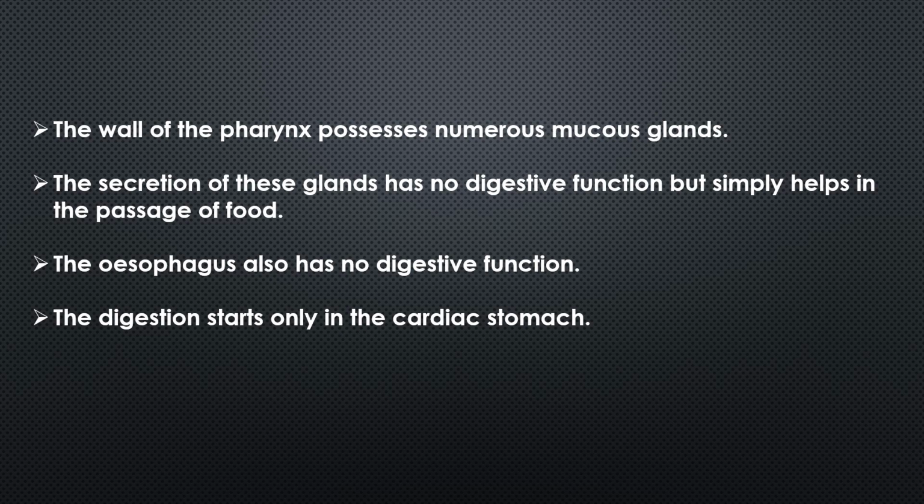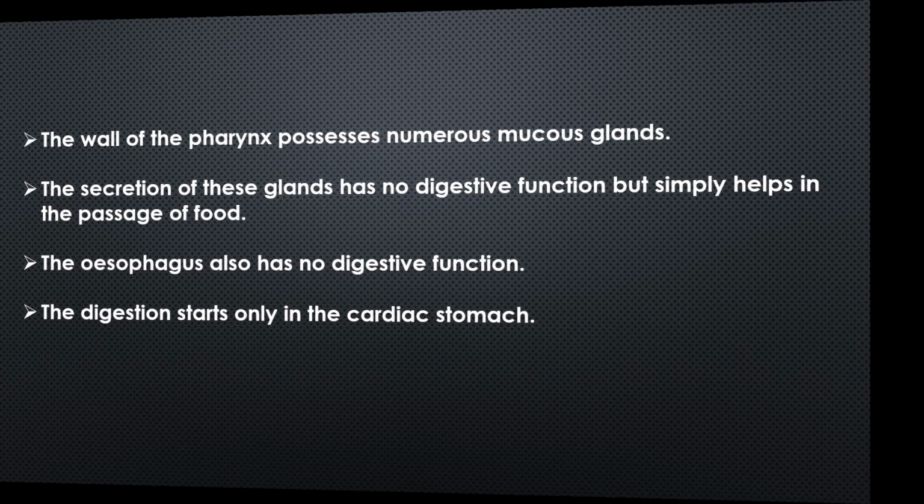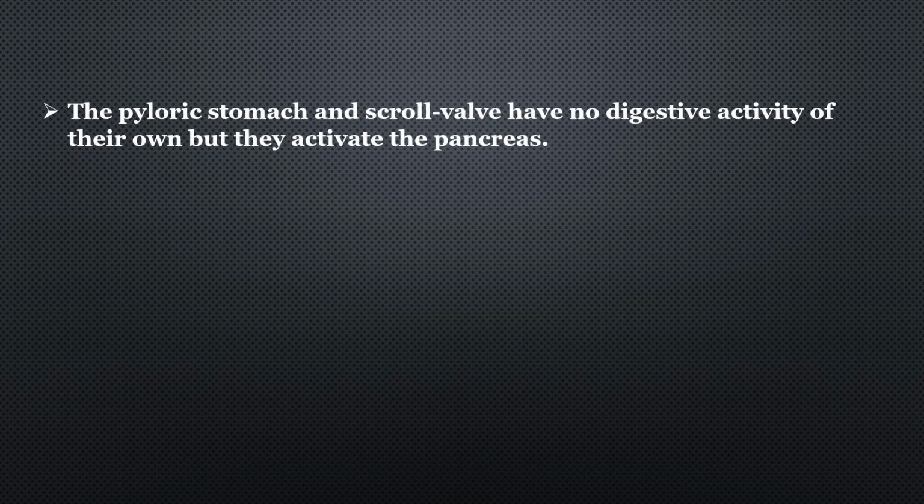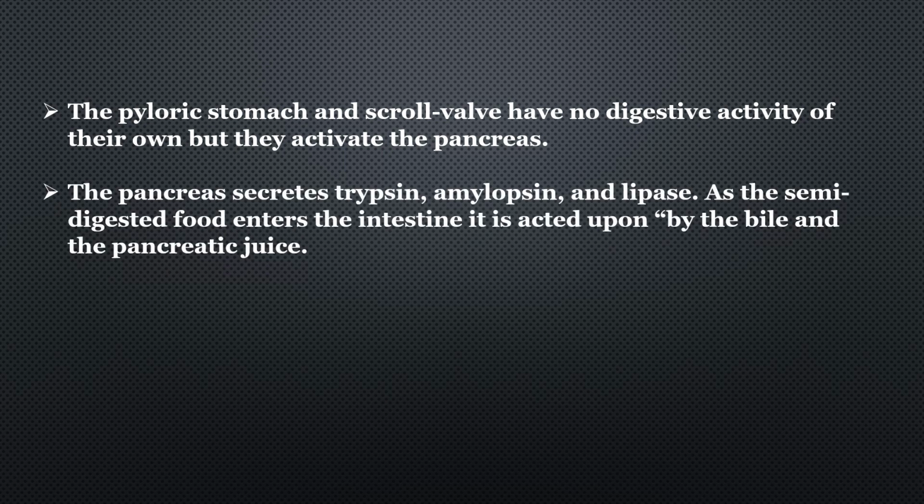The mucous membrane of the cardiac stomach secretes the gastric juice, which contains pepsin and hydrochloric acid that converts proteins into syntonin, proteoses, and peptones. The gastric juice is not able to digest chitin. The pyloric stomach and scroll valve have no digestive activity of their own, but they activate the pancreas. The pancreas secretes trypsin, amylopsin, and lipase.